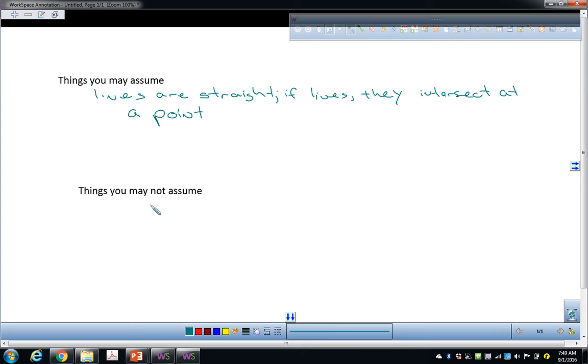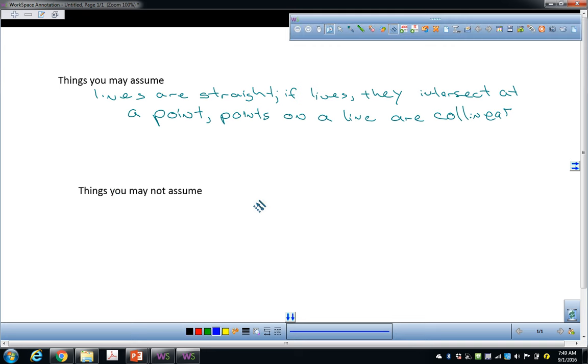What else? Points on a line are collinear. So these are the only things you could really assume. It's more important that you look at things you cannot assume.